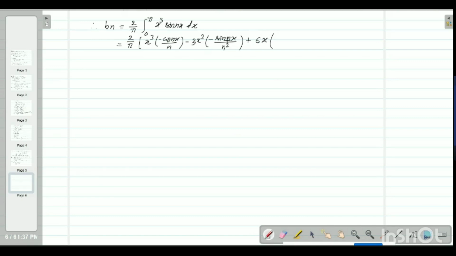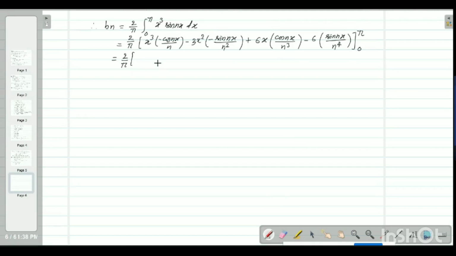And integration of this: what is the integration of sine? Integration of sine is minus cos. So minus and minus become plus. So this is cos nx divided by n, but n square is already here, so this is n cube. Plus, minus, plus, then minus sign, and derivative of this, that is 6. Integration of this: what is the integration of cos? Sine nx divided by coefficient of n, but n is here, so this is n raised to 4. And providing limit 0 to pi, and this is equal to 2 upon pi.